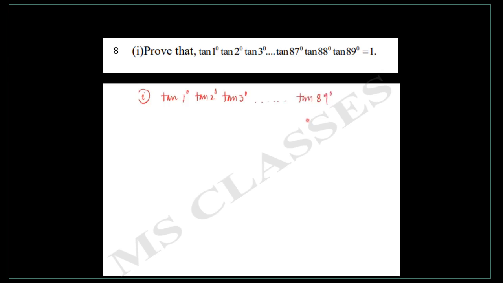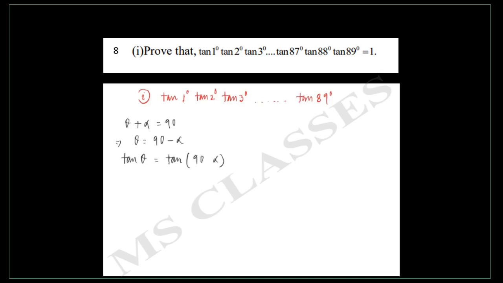If we observe carefully, 1 plus 89 is 90, 2 plus 88 is 90, 3 plus 87 is 90. So what? If two angles satisfy theta plus alpha equal to 90, we can write theta equal to 90 minus alpha. Now, tan theta equals tan of 90 minus alpha.